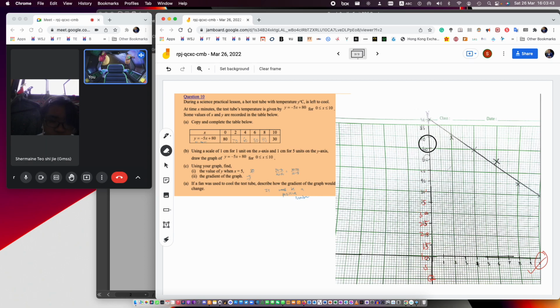Okay, let's redo. So instead of going from 0 to 80, I need to start from here, 80 first, so that I don't go out of the paper. So okay, I know here's 80. So if this is 80, next one below 80 is 75, right?